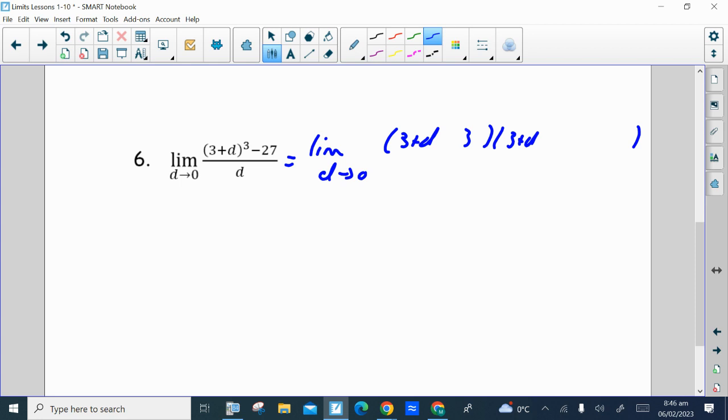Whoops. This should have been 3 plus d all squared. So to get the terms of the trinomial, you're going to square the first term. You're going to multiply the two terms together. And you're going to square the last term. Squaring the 3 gives us 9. And the sign pattern for difference of cubes, again, is minus, plus, plus. All over d.